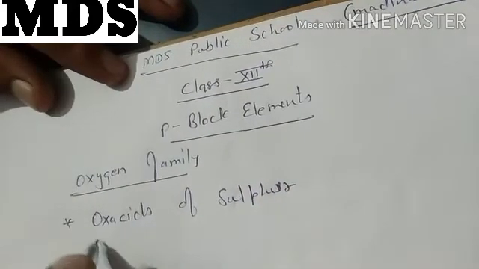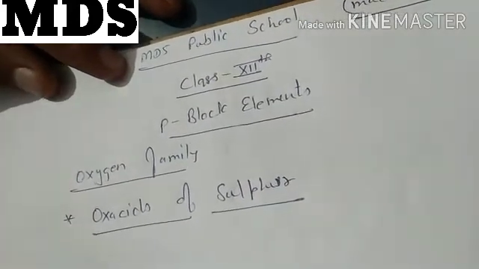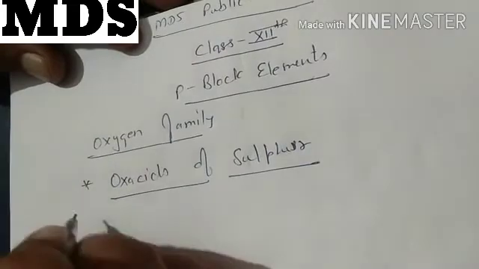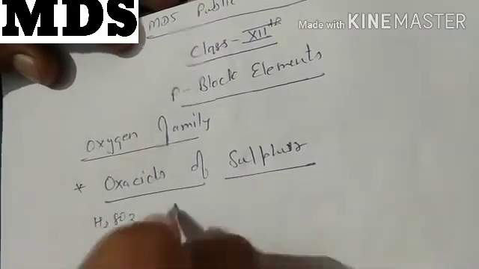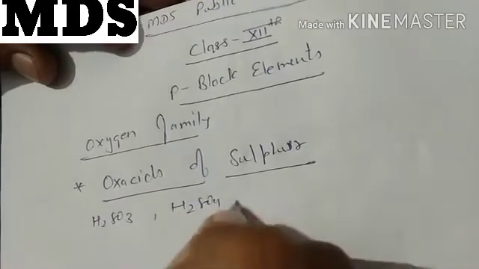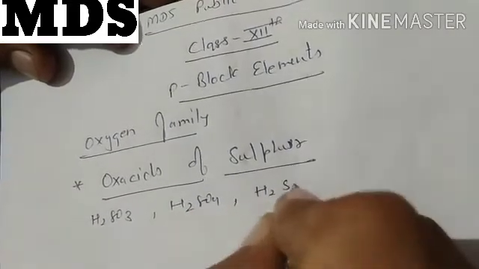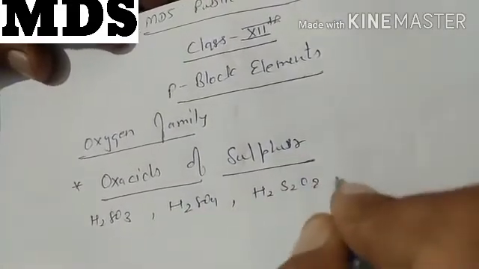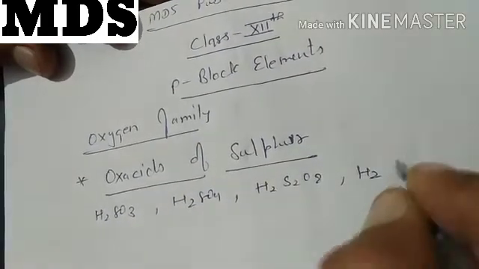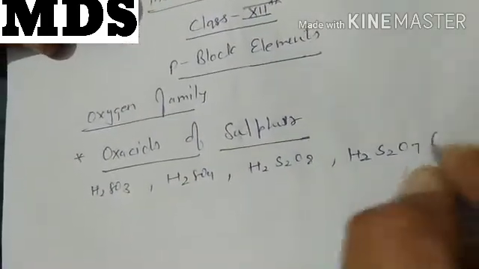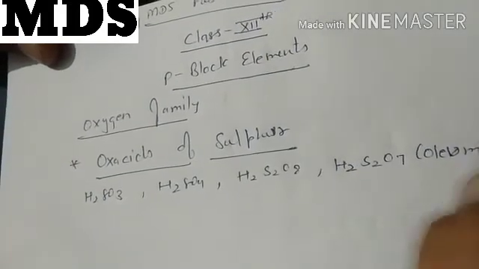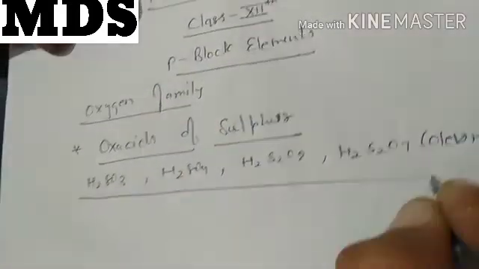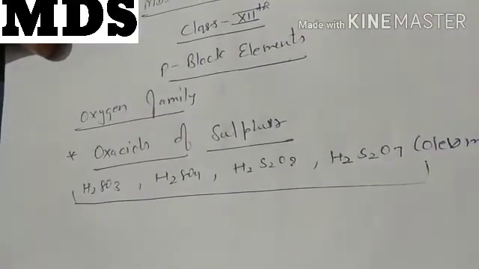Yesterday, I told you that a lot of oxo acids are possible in the case of sulfur, out of which H2SO3 sulfurous acid, H2SO4 sulfuric acid, H2S2O8 peroxydisulfuric acid, and H2S2O7, that is called oleum, pyrosulfuric acid. These four are the most important, dear students.